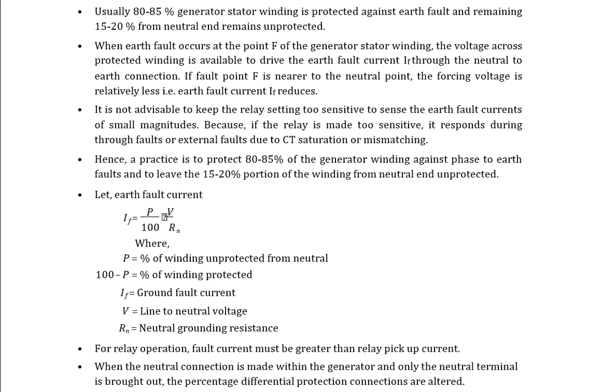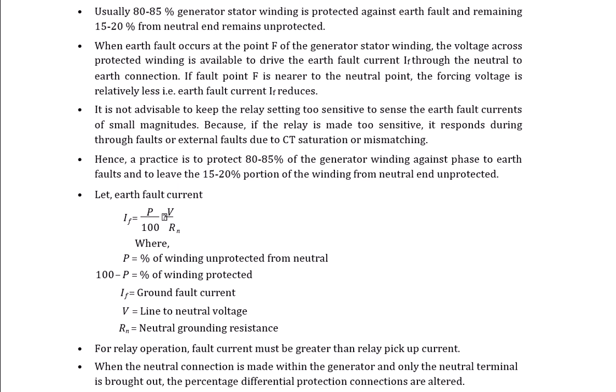When an earth fault occurs at point F of the generator stator winding, the voltage across the protected winding is available to drive the earth fault current IF through the neutral to earth connection. If fault point F is nearer to the neutral point, the forcing voltage is relatively less, so the earth fault current IF is reduced.